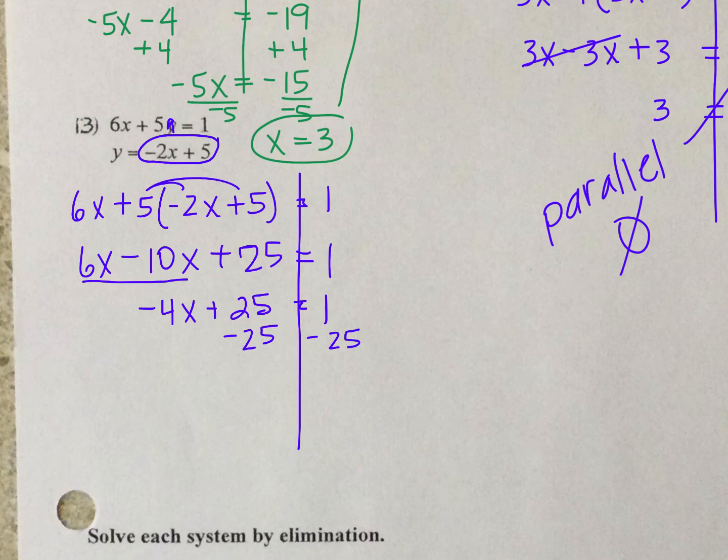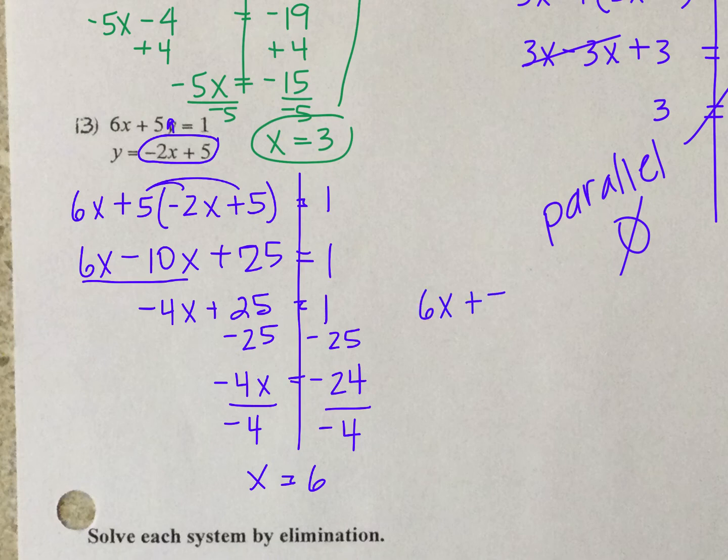I got to subtract 25. Negative 4x equals negative 24. Divide by negative 4. X is a positive 6. Now that I have that, I'm going to plug that back in. I'm going to rewrite my first problem, and instead of the x, I'm going to erase that and make it a 6.